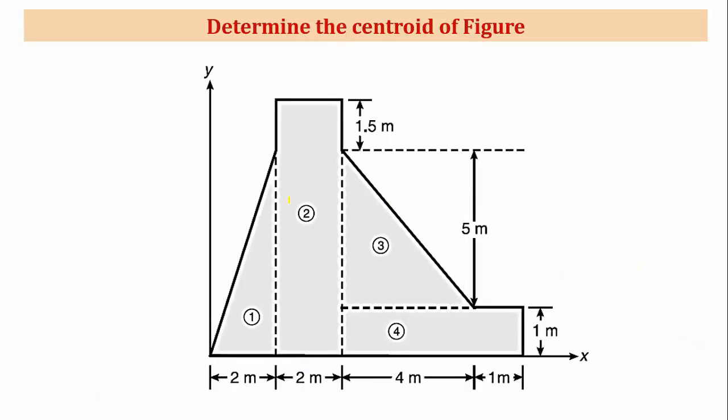We will try to calculate the next problem now. If you see this built up section, here we are going to divide this into a number of simple figures. First one we will take as one triangle, second one as one rectangle, third one this triangle, fourth one this rectangle. All the area is shaded, so in this problem we are not going to do any deductions.